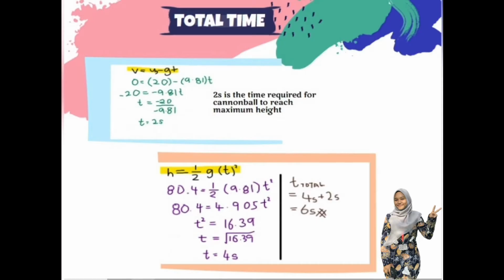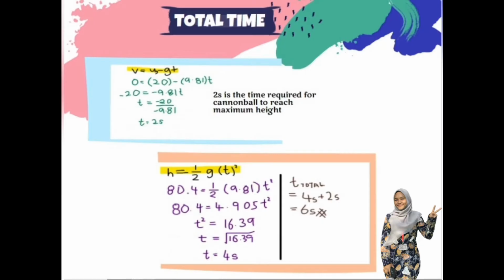Okay, for the next question is total time. First we need to find the time required for cannonball to reach maximum height. Just we use the equation V equal to U minus GT, and we substitute the value into the equation, and we get the T equal to 2.